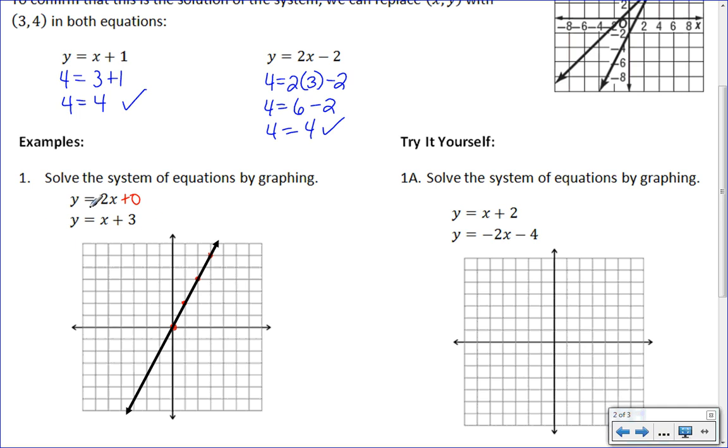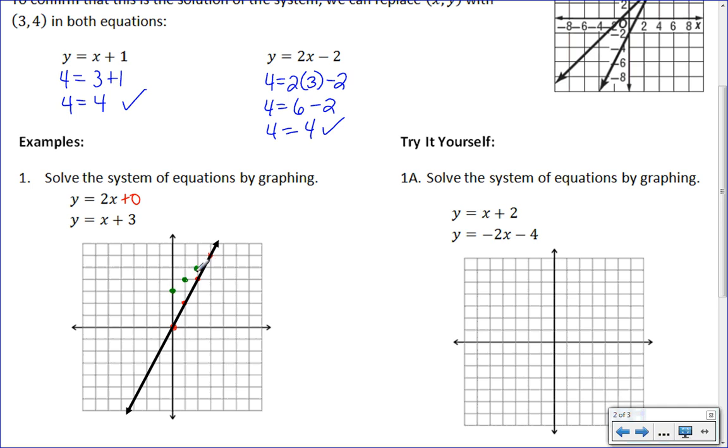Alright, for the second equation, y equals x plus 3. So we'll start at the y-intercept 3. And the slope, the number in front of x here, is 1. So the slope is 1, and that's like 1 over 1. So rise 1, run 1. So up 1, to the right 1.